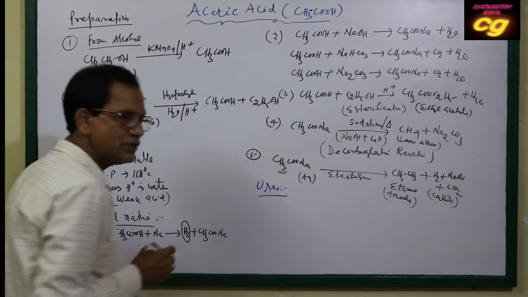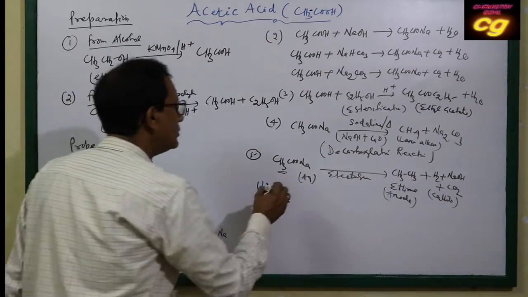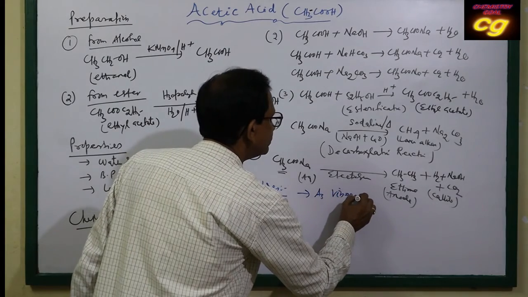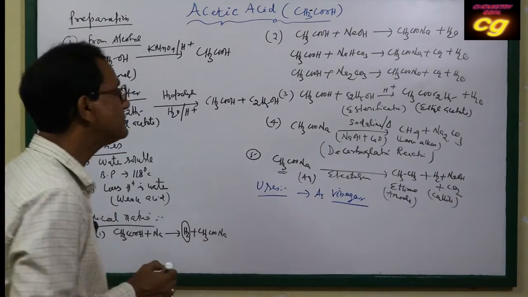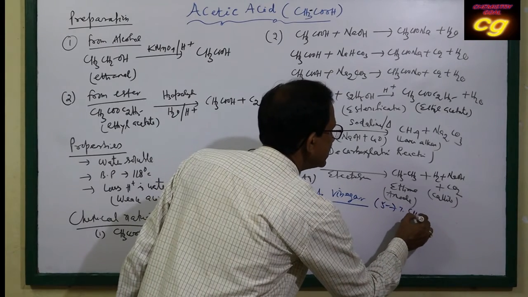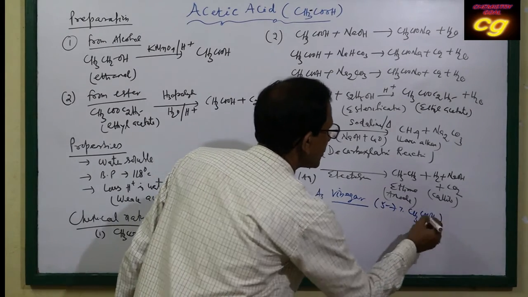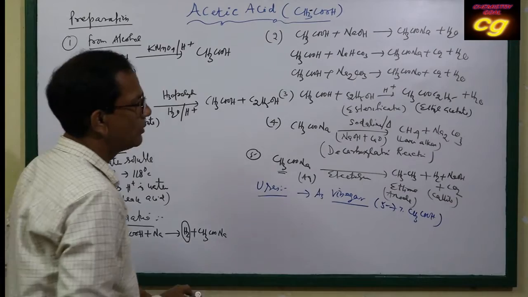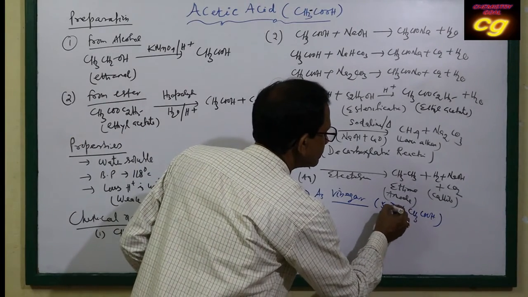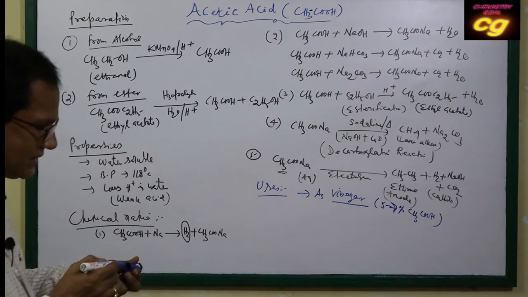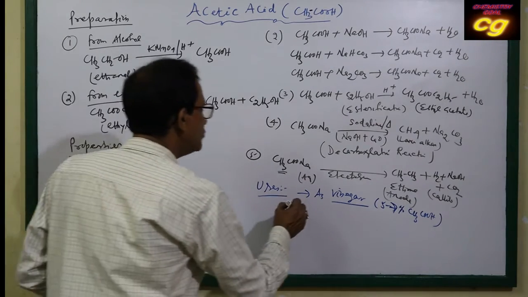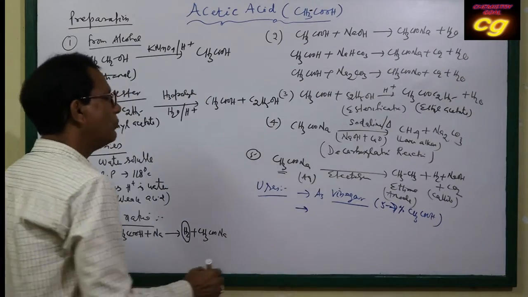Acetic acid is used as vinegar. Vinegar mainly contains 5 to 7% acetic acid in water. 5 to 7% acetic acid is called vinegar, and it is also used as a laboratory reagent.